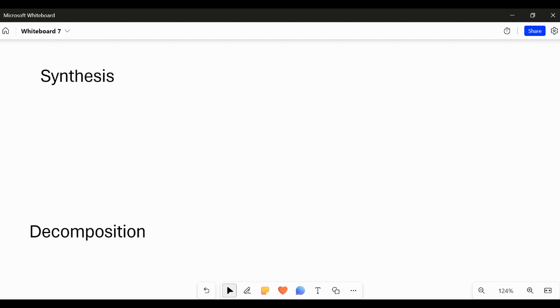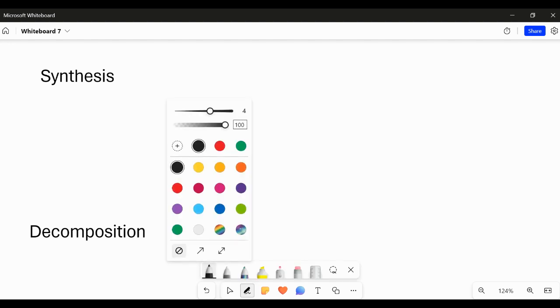So the first one that we're talking about is synthesis. Synthesis is anytime you have two reactants, so you're starting with two different things, and you're ending with one product. That's synthesis in its simplest form.